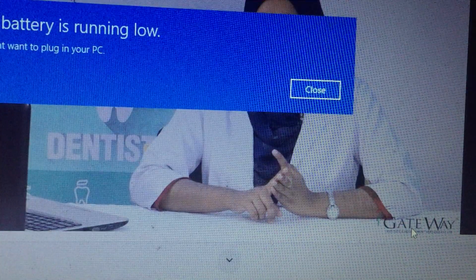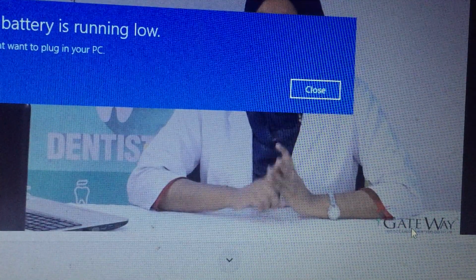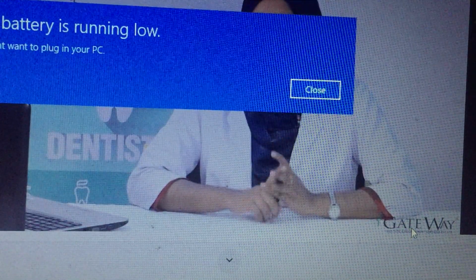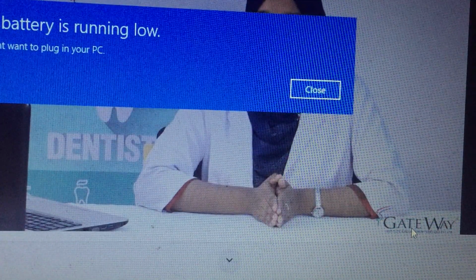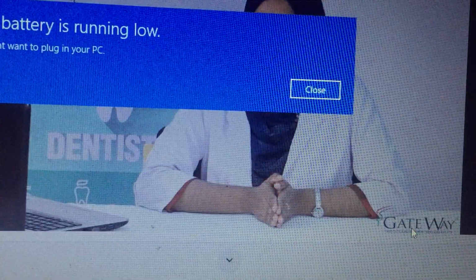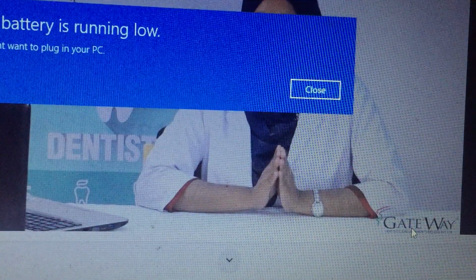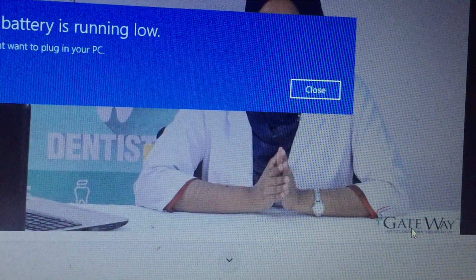Third one is used for root planing, that is root planing stroke, which is moderately powerful when compared to the scaling stroke. So these are the main principles of instrumentation. Again I'm going to repeat it. First principle of instrumentation, that is accessibility.